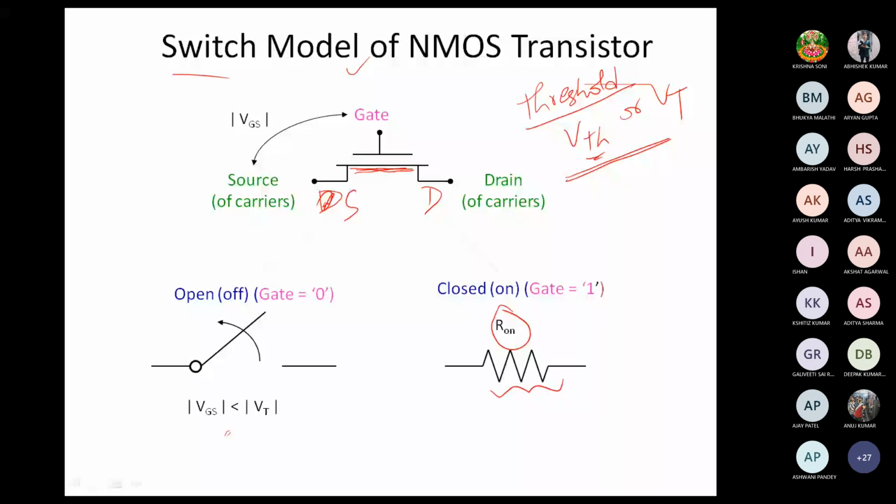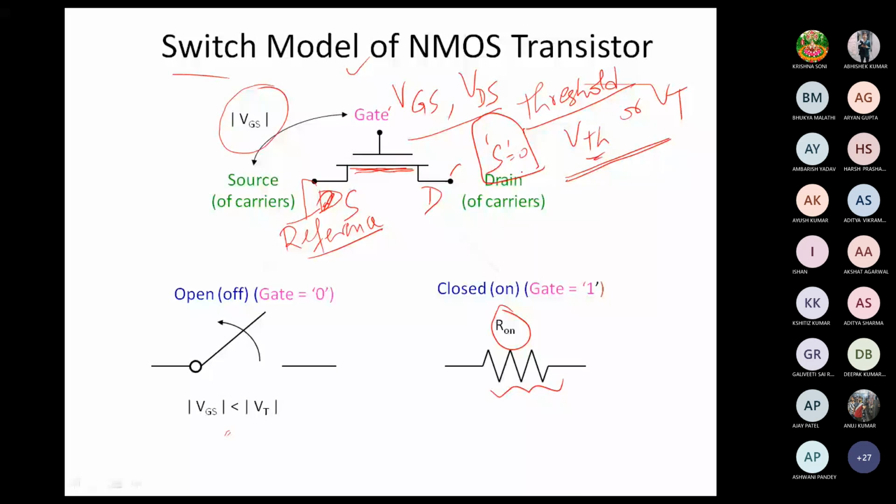VGS, the gate to source voltage, takes the source as reference. So source is taken as reference, and all other voltages, like gate voltage or drain voltage, are measured with respect to the source voltage. So we rewrite VGS or VDS in this way. Here all the potentials are measured with respect to source. It means source is reference, and its potential is assumed to be 0 for NMOS.